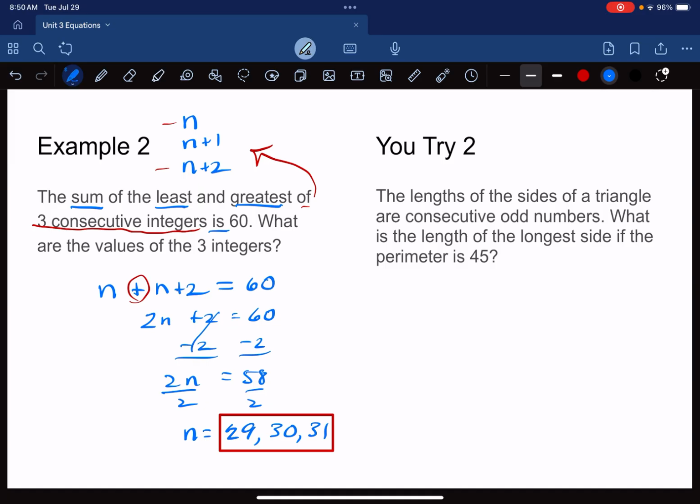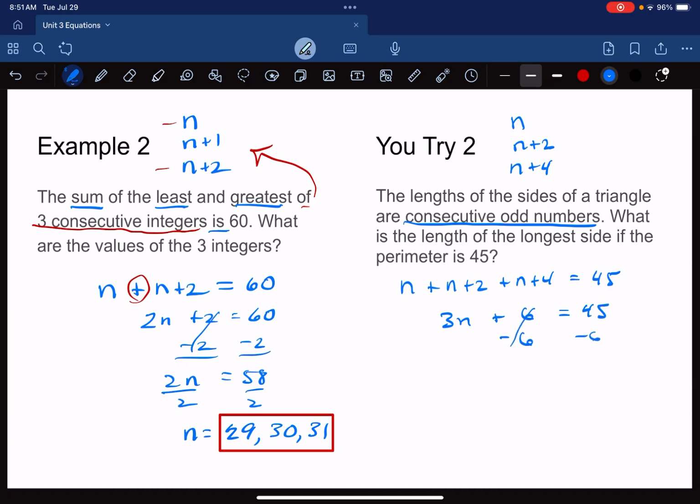The lengths of 3 sides of a triangle are consecutive odd. So I'm using n, n plus 2, and n plus 4. So that's what this tells me. What is the length of the longest side if the perimeter is 45? Well, how do you get perimeter? Well, you add up the sides. So I'm going to add all these together. So there are 3 n's and then 6 in constants.